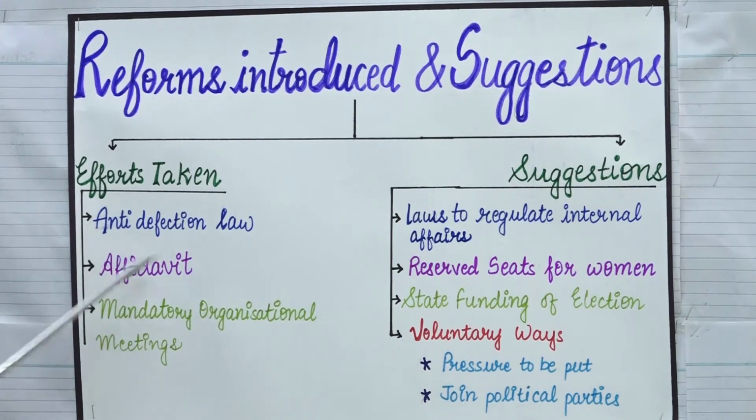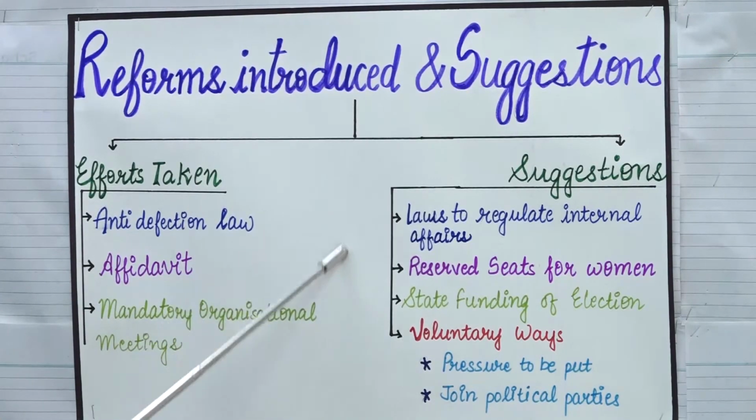The third reform made by the government is mandatory organizational meetings. The Election Commission has passed an order making it necessary for political parties to hold their organizational elections and file their income tax returns. A law should be made to regulate the internal affairs of political parties. So these were the legal measures taken by the government of India.